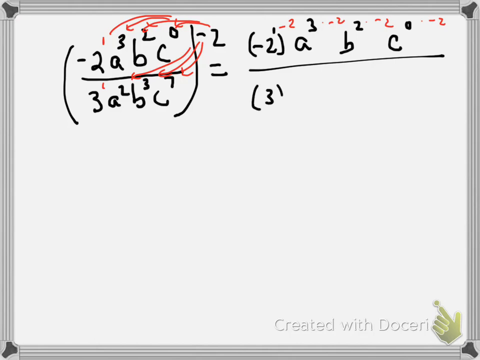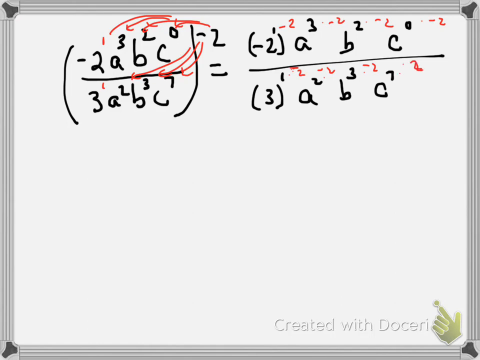So this 3 is also in parentheses, and it's got a 1 on it, so we're going to multiply a -2 to it. Then a squared, we're going to multiply -2 to it. Then b to the third, we're going to multiply a -2 to it. And then we have c to the 7th, and we're going to multiply a -2 to it.